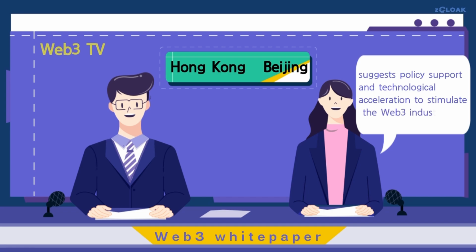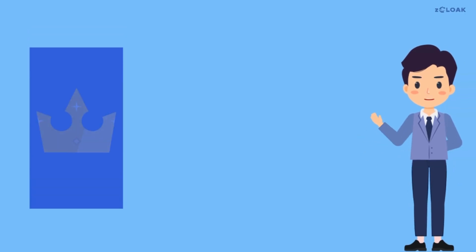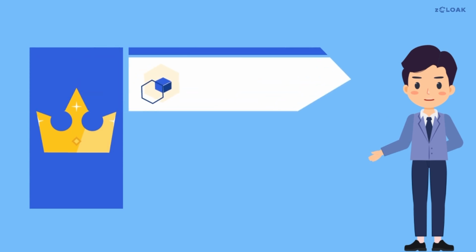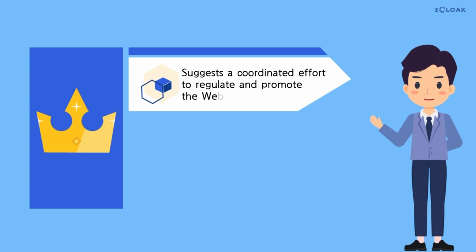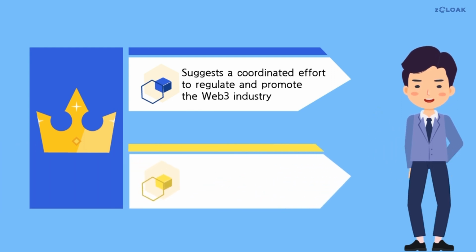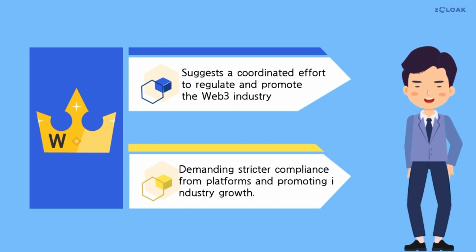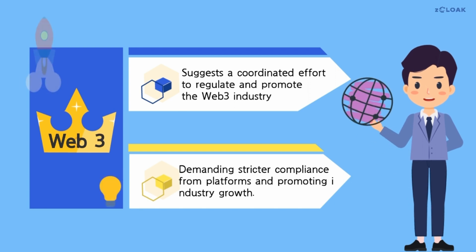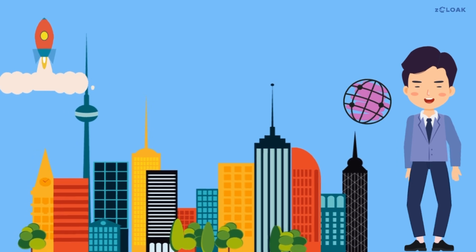stimulate the Web3 industry. The concurrent implementation of Hong Kong's regulations and Beijing's white paper suggests a coordinated effort to regulate and promote the Web3 industry. These developments will significantly impact the Web3 landscape, demanding stricter compliance from platforms and promoting industry growth. The future of Web3 regulation hinges on these resolutions, potentially constraining or fostering Web3's progress.